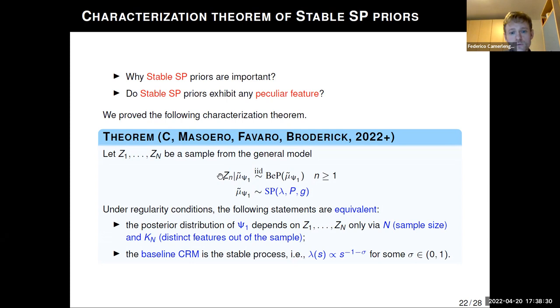Assume we deal with Bernoulli processes and suppose that your prior distribution for the parameter is a scale process prior. We have shown that the posterior distribution of C1, the new largest jump, depends on the initial sample only through the sample size n and the number of distinct features, if and only if the baseline completely random measure is a stable completely random measure. This is a nice characterization theorem, and this is the reason why this class of stable scale process priors is important in the context of scale process priors.